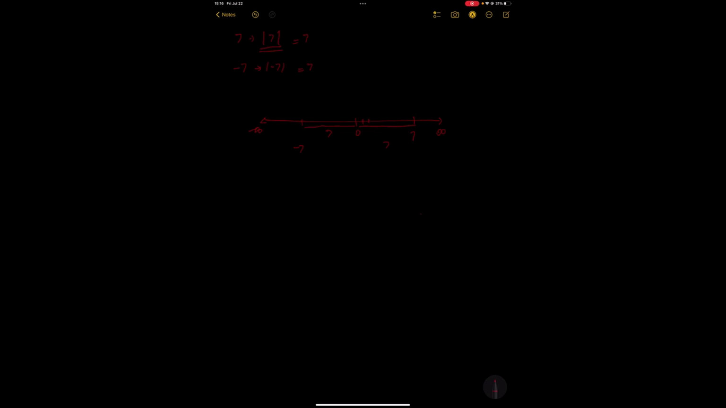Now let's do an example. Real quick, an example. Let's say we have absolute value of 3x minus 4, plus 8, equals 3. Well, the first thing we're going to do is subtract 8 on both sides. So we have absolute value of 3x minus 4, and that's equal to minus 5.